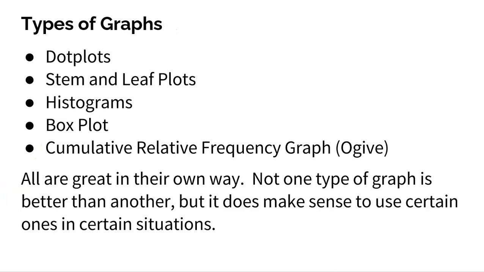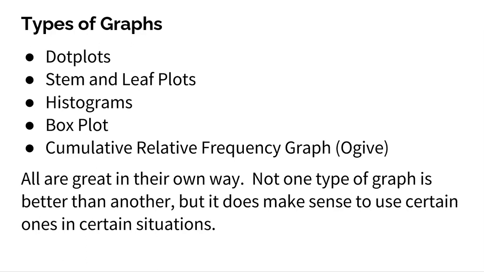Now, here are the different ways that we can actually make a graph of quantitative data. Dot plots, stem and leaf plots, histograms, box plots, and good old cumulative relative frequency graphs, also known as ogives. Now, they're all great in their own way. I'm not going to sit here and say that one of these graphs is better than another. Not one graph is the same as the other either. They're all different. Okay? Now, there are situations where it makes more sense to use one type of graph versus another, but they're all very great graphs and they all show the key characteristics.